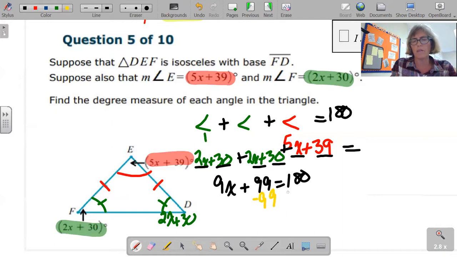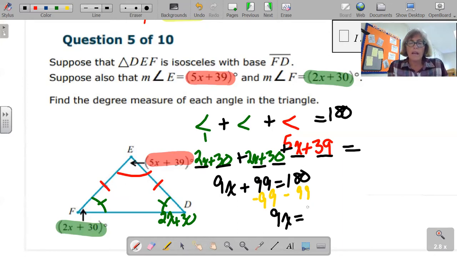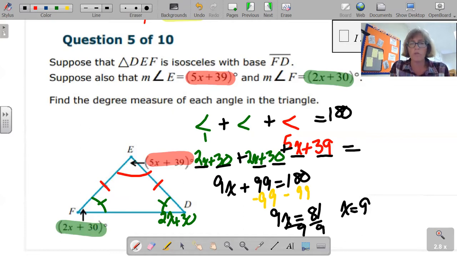minus 99. And we have 9x. 90 would make that 90. And then minus 9 would make that 81. Divide by 9, x equals 9. You're not done because it wants the degree measure of each angle.